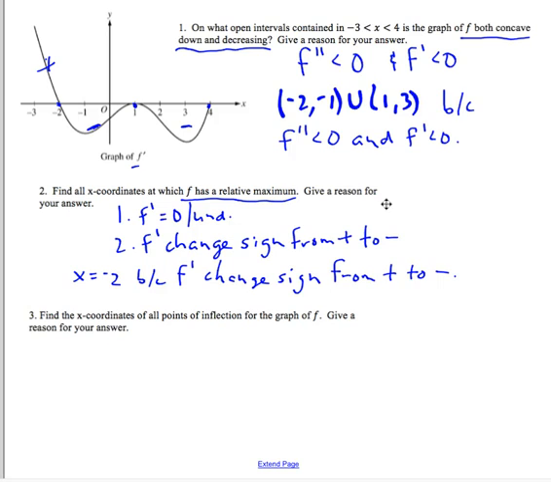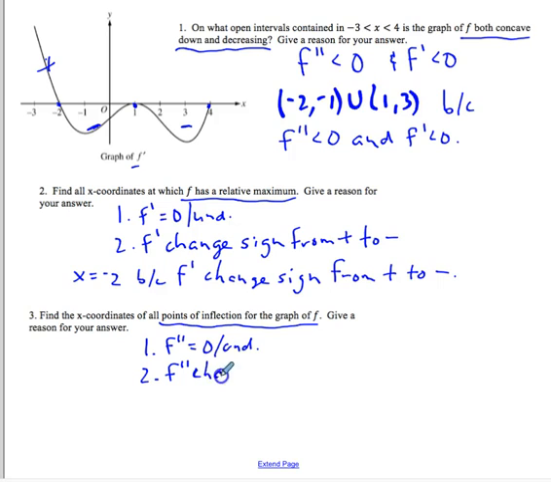And finally, question 3 asks, find the x-coordinates of all points of inflection for the graph of f. Give a reason for your answer. Once again, we're going to go ahead and underline and identify the question that the problem is asking, and we're going to answer this and translate it in isolation before we start considering the graph or whatever's given to us in the problem. And so we know, according to our table, that a point of inflection occurs when the first step is to identify when f double prime is 0 or undefined, and then secondly, f double prime needs to change signs.